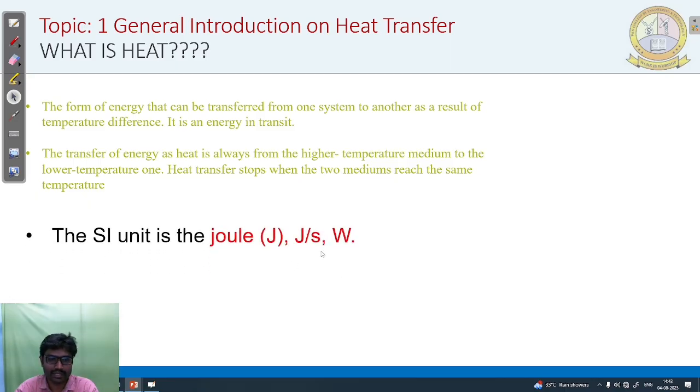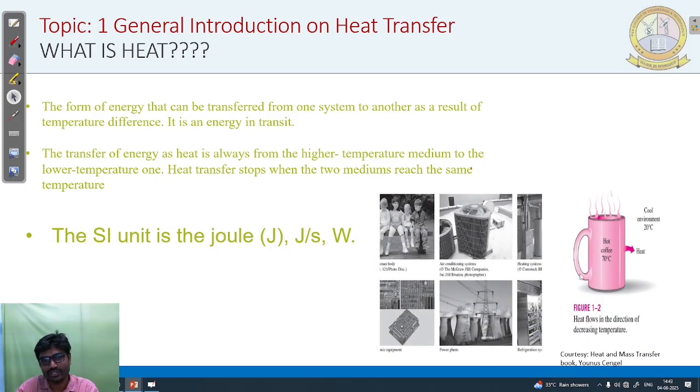The SI unit of heat is joule, or joule per second, or watt, with respect to time, as well as with respect to area. We can distinguish the factors: joule per second, watt per meter square, like that. But the main SI unit is joule. I can show some pictures related to heat transfer applications. A simple example is the hot coffee cup, which I have taken from the Heat and Mass Transfer book by Yunus Cengel.